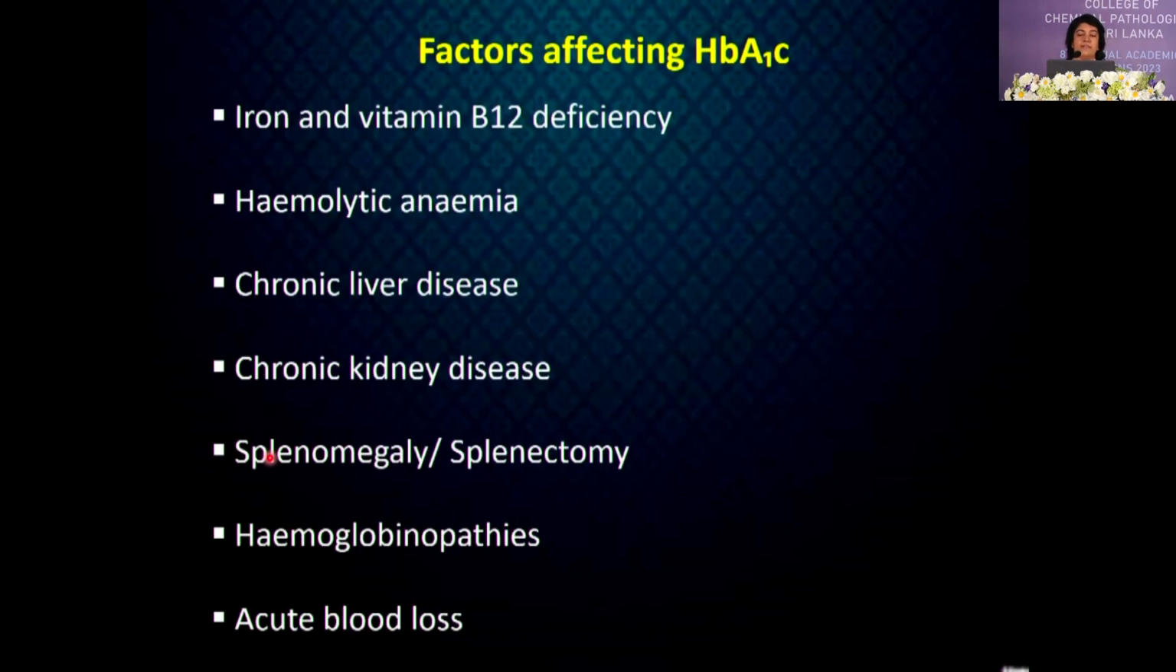There are various factors affecting the HbA1c results because the HbA1c test depends on the normal lifespan of the red cells. In iron deficiency, the results are high because there is a large proportion of old red cells. In hemolytic anemia, due to hemolysis, the red cell lifespan is reduced, therefore the results are low because there are a lot of new red cells. And in acute blood loss also, the values are low because of the high proportion of new red cells.